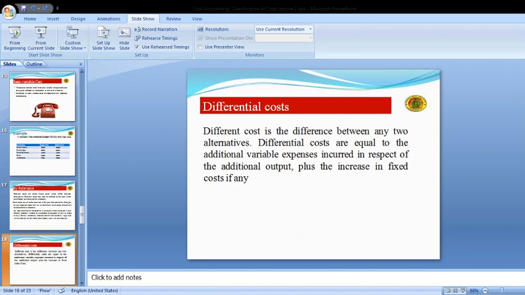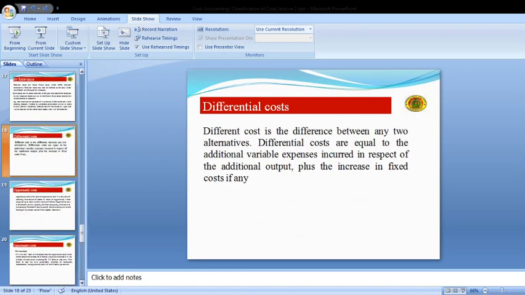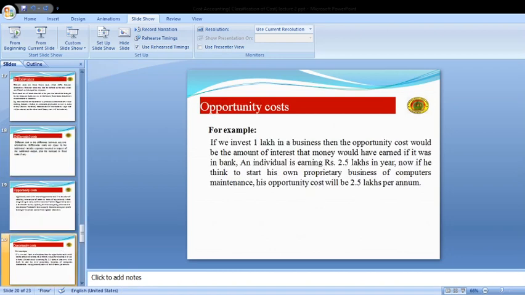Now, the opportunity cost. Opportunity cost is not something which you pay in cash. That is why many people get confused. This is the cost of lost benefit. So, if something is in short supply, we choose an alternative. If we cannot go for alternative B, the benefit from B is lost. That is the opportunity cost.